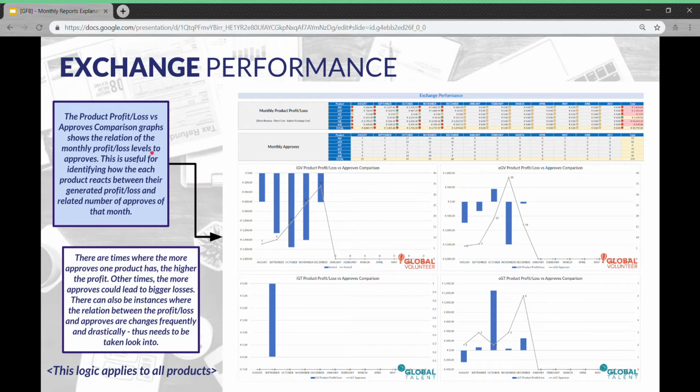Alright, now the product profit loss versus approves. Just to continue, this is useful for identifying how each product reacts between their generated profit loss and related number of approves of that month. As I mentioned earlier, there are times where the more approves one product has, the higher the profit. Other times, the more approves could lead to bigger losses. There can also be instances where the relation between the profit loss and approves change frequently and drastically, thus needed to be looked into. This logic applies to all products.